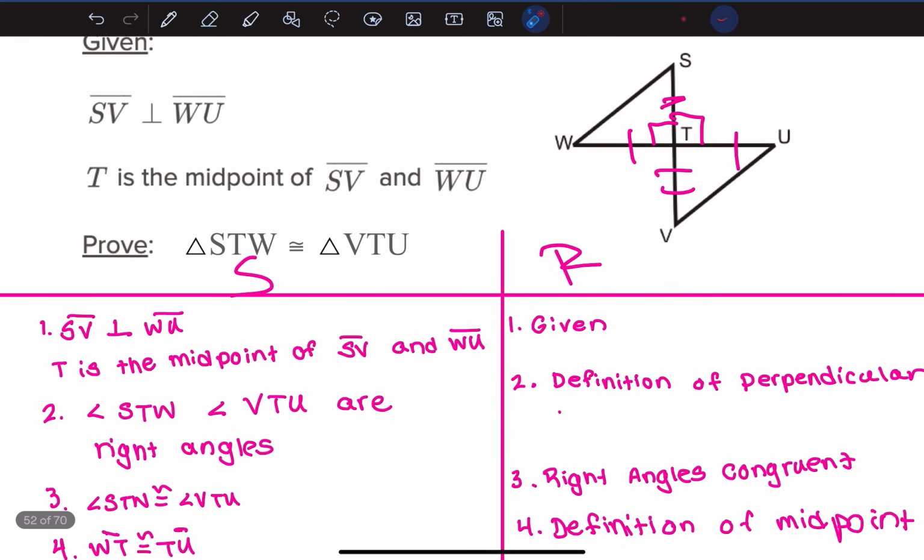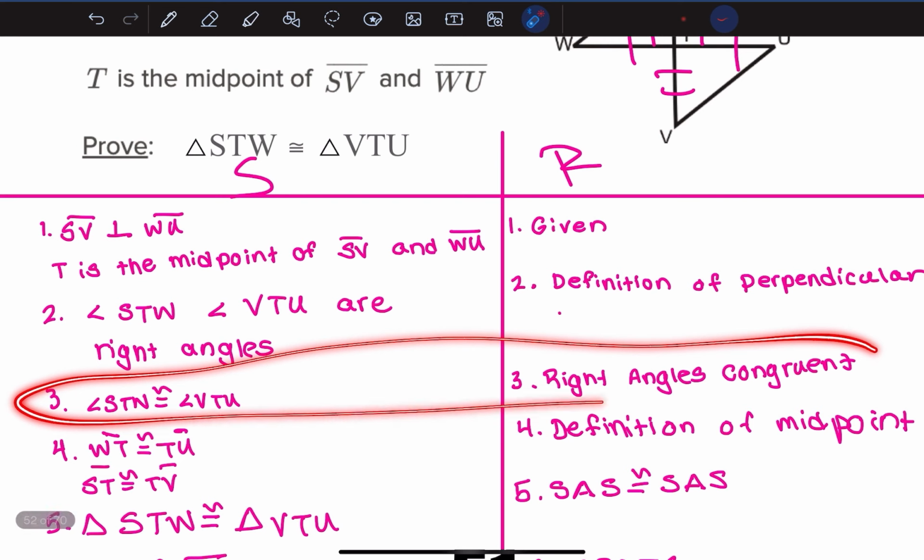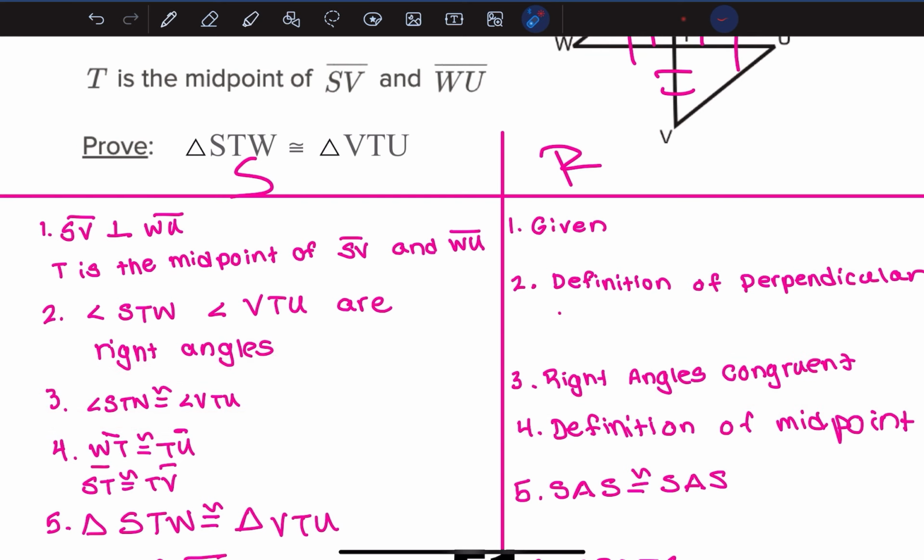So we start with our given, state that we have right angles by definition of perpendicular. Because right angles are congruent, I have that angle that I need. I use the definition of midpoint.